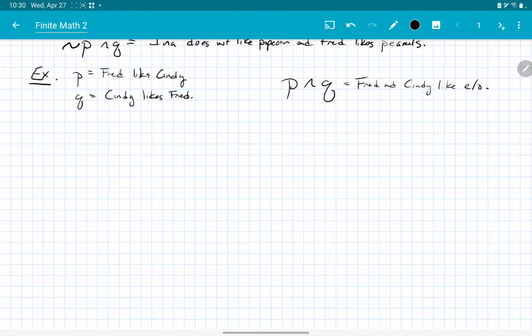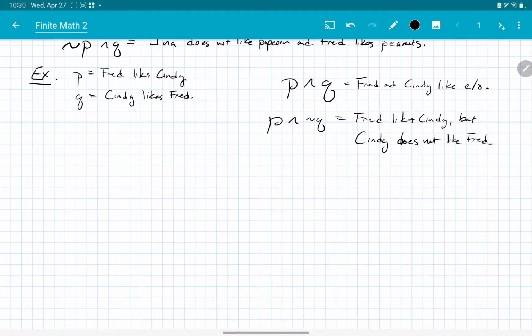Okay, how would we say Fred likes Cindy, but Cindy does not like Fred? Well, we have Fred likes Cindy, but we don't have Cindy liking Fred. So that would be P and not Q. Okay, Fred and Cindy dislike each other. That's not P and not Q.